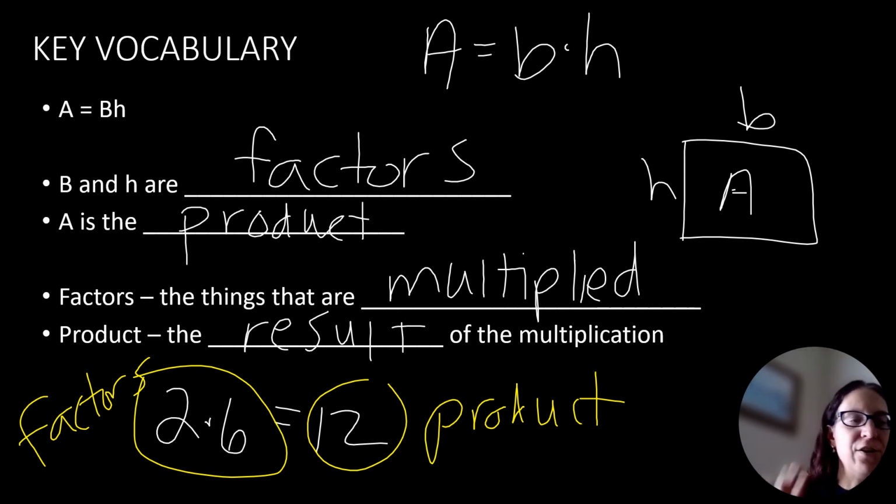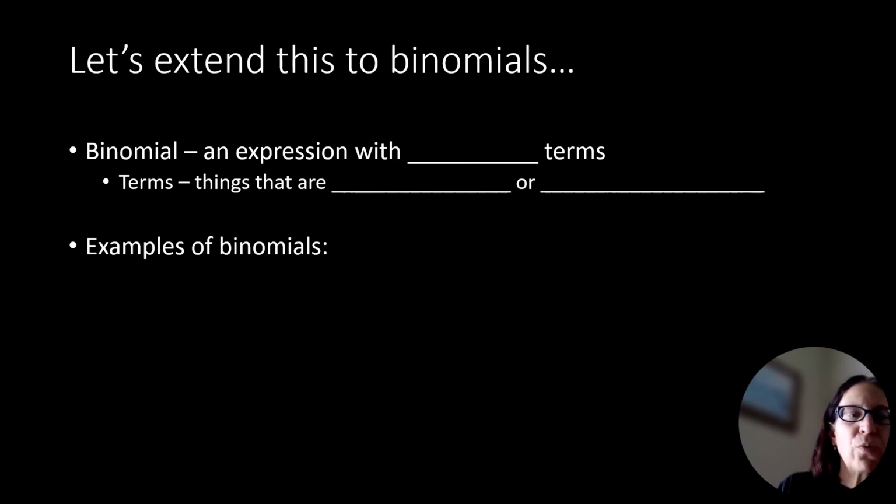Okay. Now, I know that the vocabulary can be kind of dry, but we really have to know what these words mean so that when we read the directions or when you're listening to mine or anyone else's presentation on this, you understand the words that are being used. So we're going to extend this to binomials. Binomial is kind of a scary sounding math word. A binomial is simply an expression with two terms.